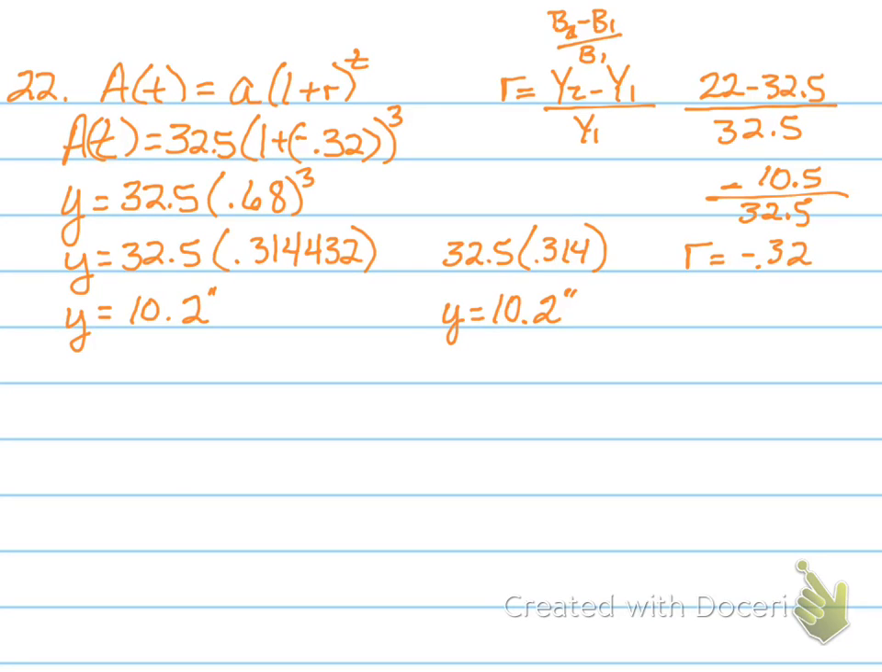Okay, so part A here was our equation. And then our part B was the height of the bounce on the fourth bounce. Okay? And then let's look at number 23, and this will be our last one. Number 23 says a new truck sells for $29,000 and it depreciates 12% each year. What's the value of the truck after 7 years?